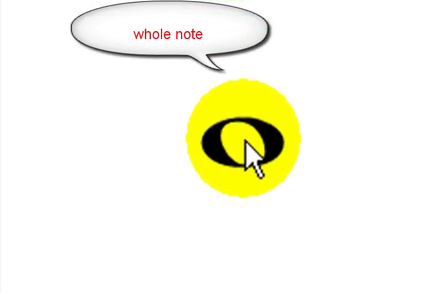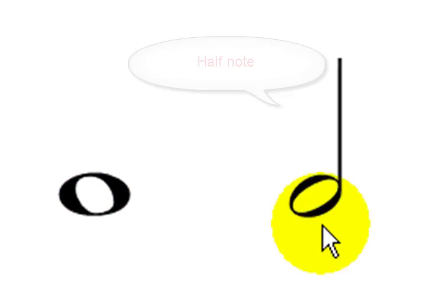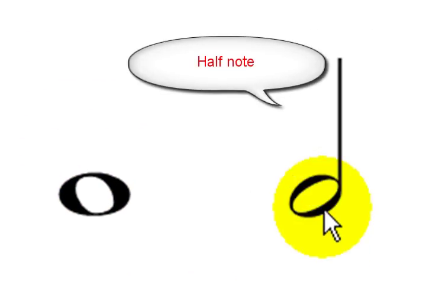The duration of musical sounds, long or short, is indicated by different types of notes. The whole note that we see here has the longest note duration in modern music. Now the half note that we see here has half the duration of the whole note.